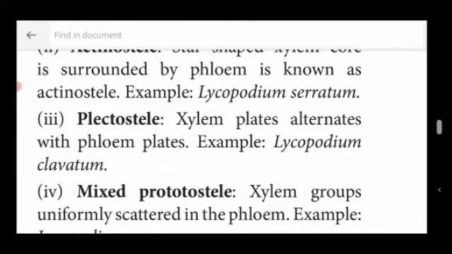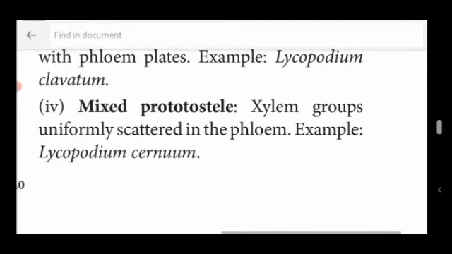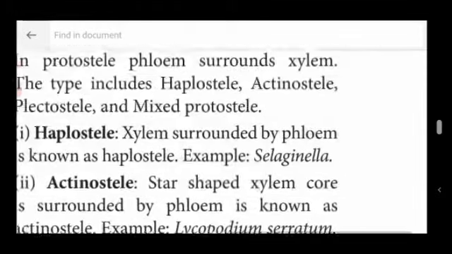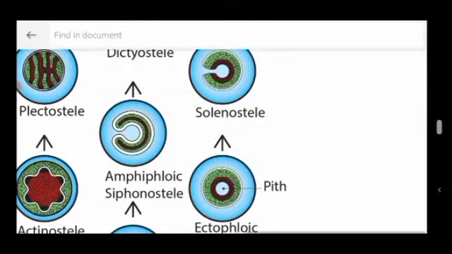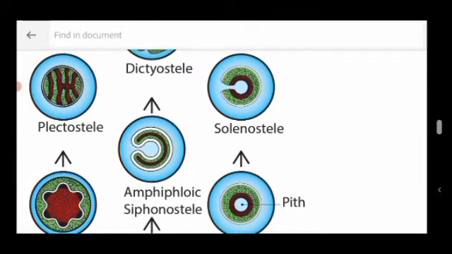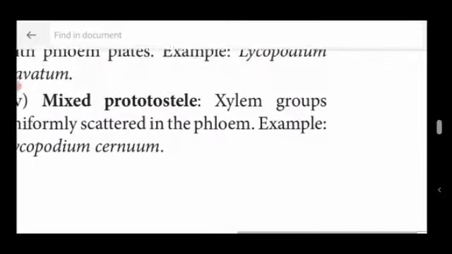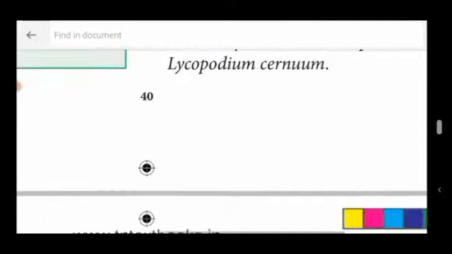Plectostele: the xylem plates alternate with the phloem. Xylem and phloem alternate with each other. Such a type of stele is called a plectostele. Example: Lycopodium clavatum. In mixed protostele, xylem groups are uniformly scattered in the phloem. Example: Lycopodium cernuum.